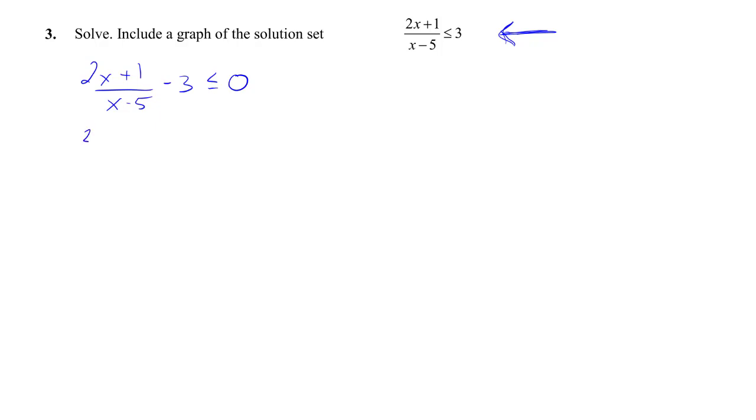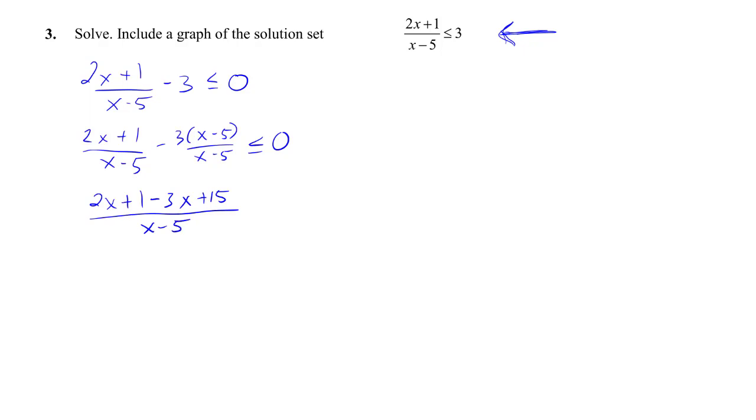Now we have to do a common denominator, which is going to have to be x - 5. Keep working this out. (2x + 1 - 3x + 15)/(x - 5) ≤ 0. 2x - 3x is -x, and then we get +16 over x - 5 ≤ 0. Now I've got it nicely simplified.